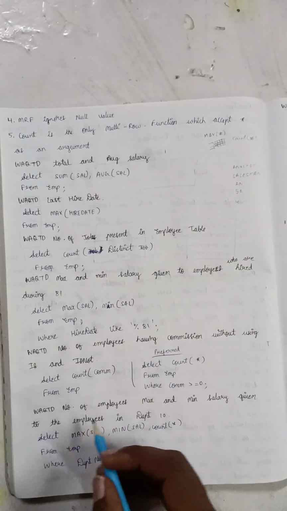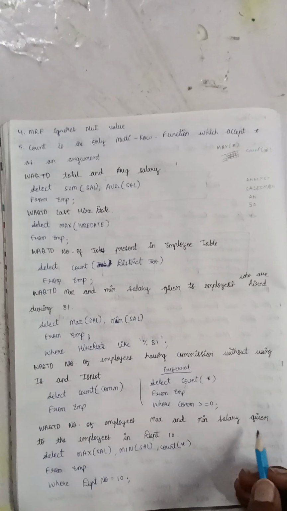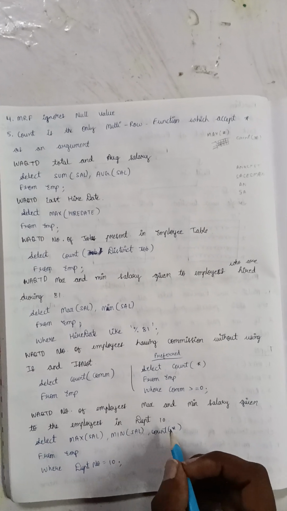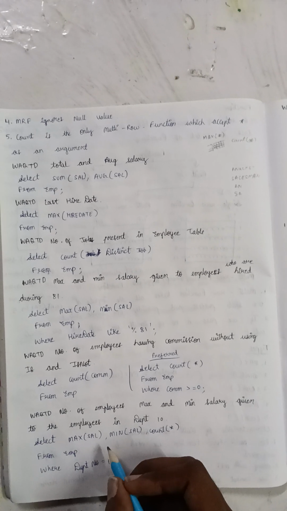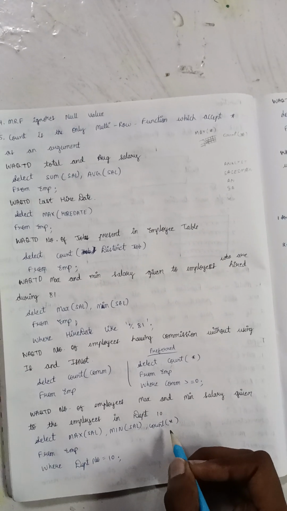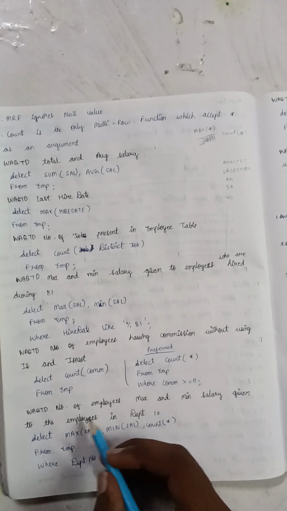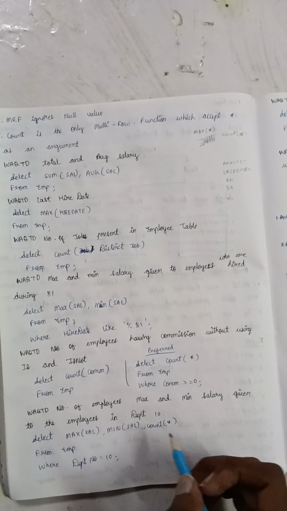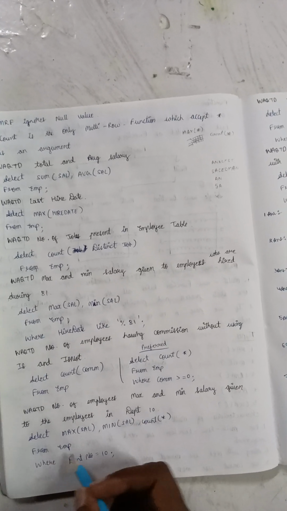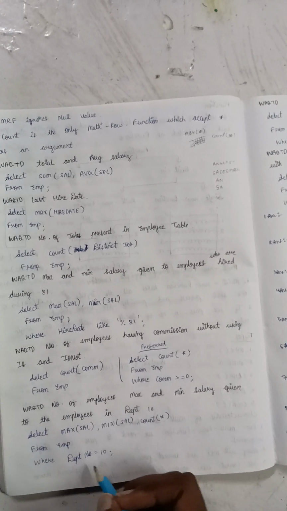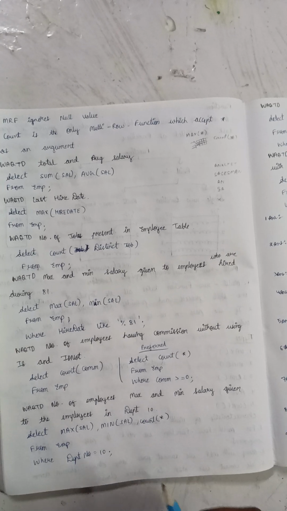Write a query to display the maximum and minimum salary given to the employees in department 10. Select maximum of salary, comma minimum of salary, comma count of hash, so that we can get all the employees, from EMP where department number is 10.